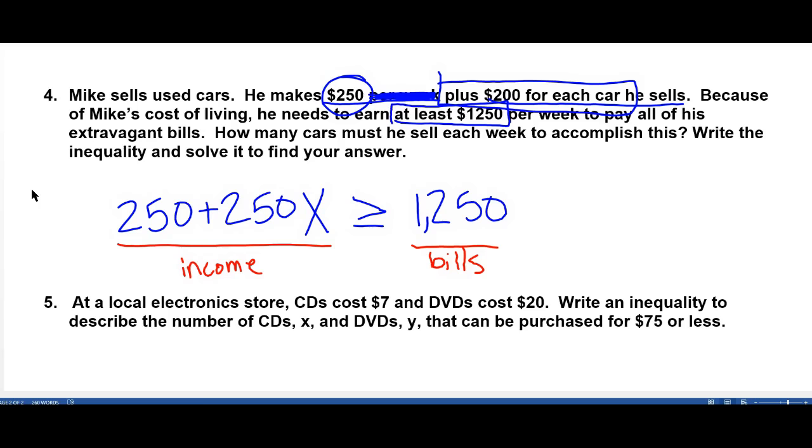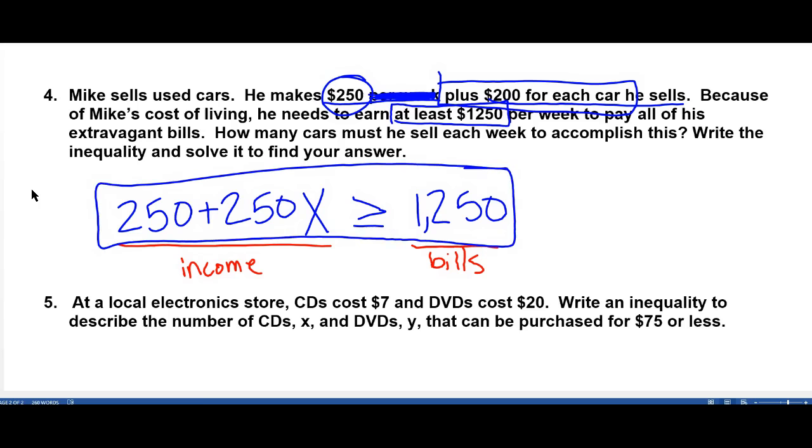Write the inequality and solve it to find your answer. So here is our inequality. 250 plus, I wrote that wrong. Whoops, that's not a 250. That's a 200X. So 250 plus 200X is greater than or equal to 1250. Now we have to solve it.